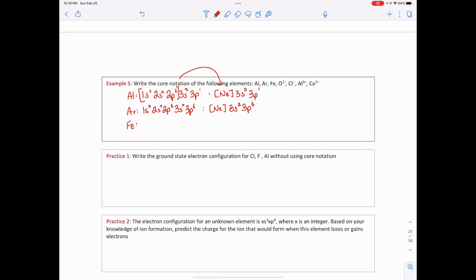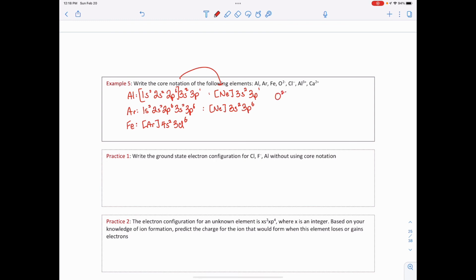Okay, so go ahead and try Fe. For iron here, once again, you look at the closest noble gas tracking backwards, that's argon. And then I have 4s2, and this is going to be 3d. You count again, 1, 2, 3, 4, 5, 6, 3d6.